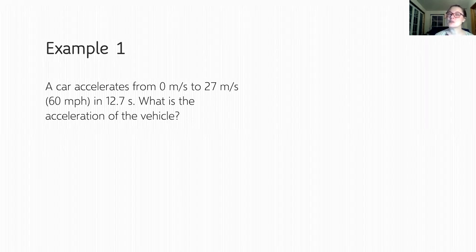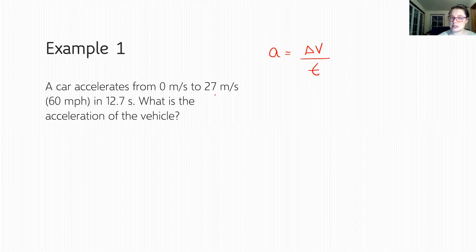All right, we're going to start out with some calculations. The calculations are nice and easy. So the equation for acceleration is equal to the change in speed or the change in velocity divided by time. So here we have a car accelerating from 0 to 27 meters per second. That's 60 miles per hour, and they're doing that over 12.7 seconds. What is the acceleration of the vehicle?